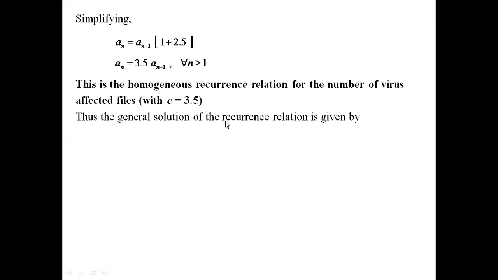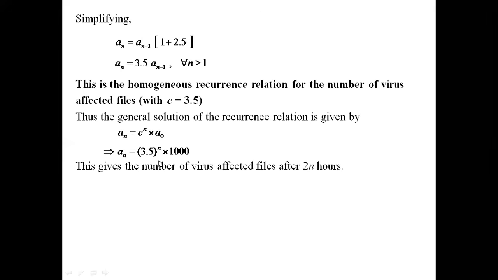Thus, the general solution of the recurrence relation, for a homogeneous recurrence relation, is of the standard form An equal to C power n into A naught. Let us substitute the value of C as well as the value of A naught. C value is 3.5 power n, A naught is 1000. This gives the number of virus affected files after 2n hours.